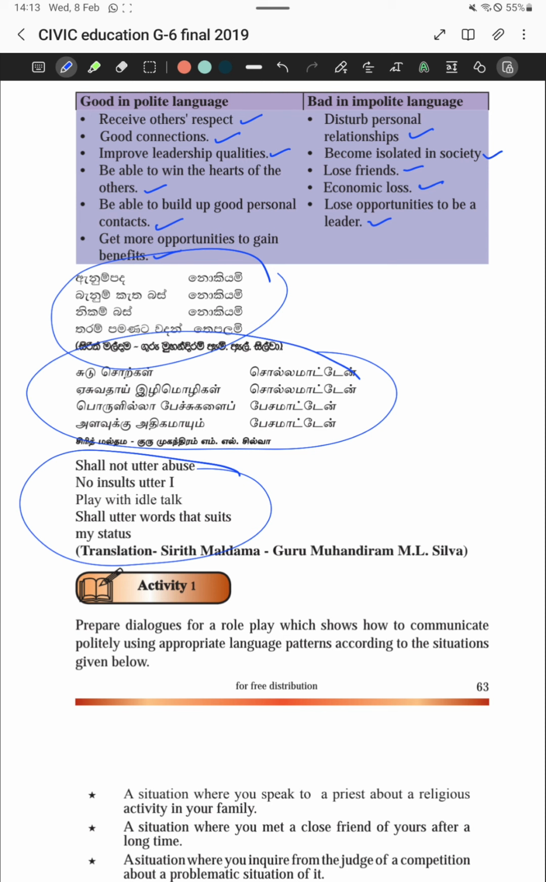De Silva, right? So: shall not utter abuse, no insults utter I, play with idle talk, shall utter words that suit my status, right? You can get the meaning by considering your mother tongue, because they have translated the English one into their mother tongue, right? So the words utter, abuse, idle, insults, and status, you must know the meanings of those words too.